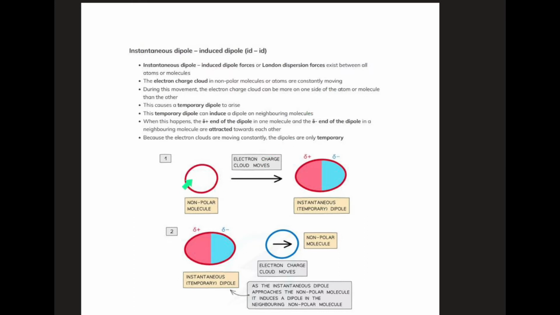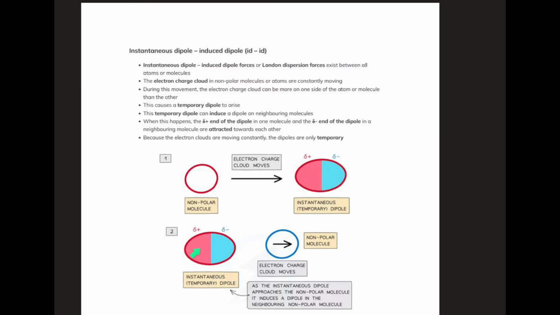No matter whether they are non-polar or polar, the electrons keep moving everywhere. So at one particular moment, they will have more electrons here and fewer electrons there, making this side temporarily more negative and that side temporarily more positive. So there is a temporary dipole.